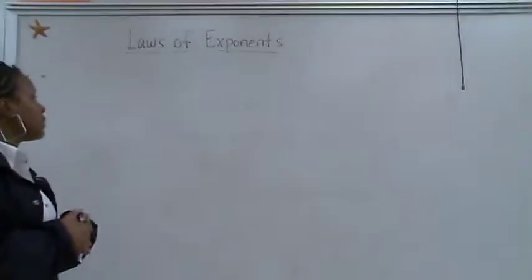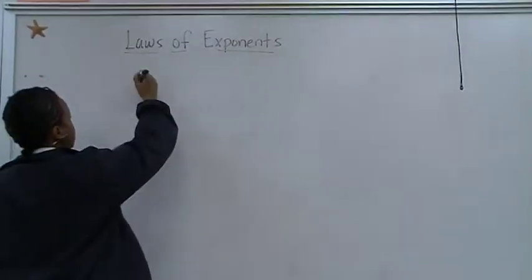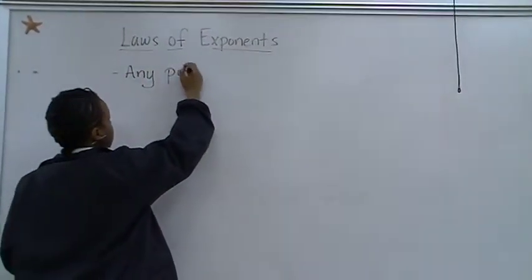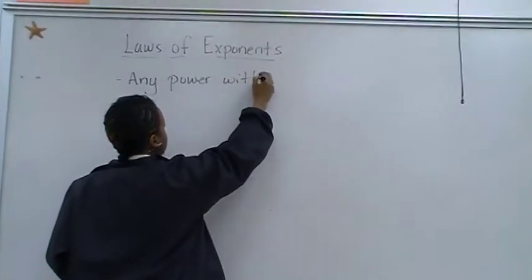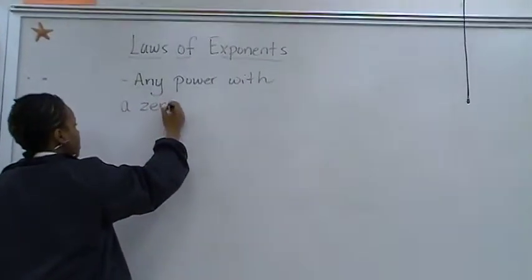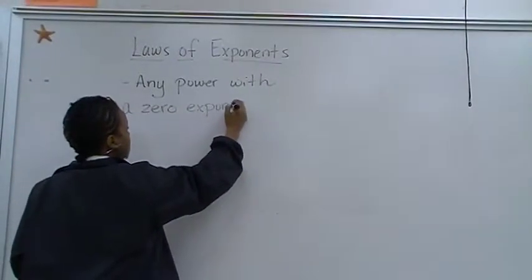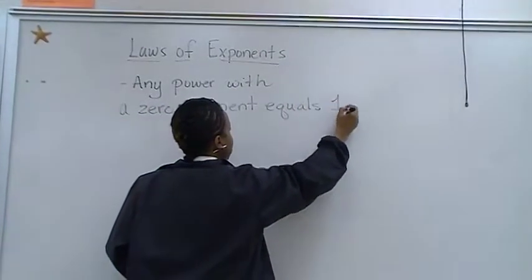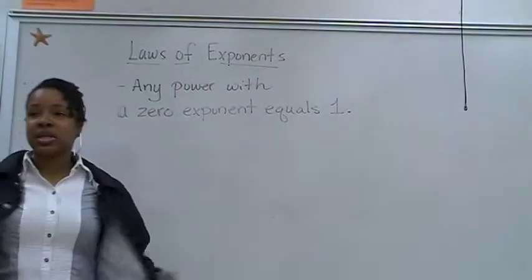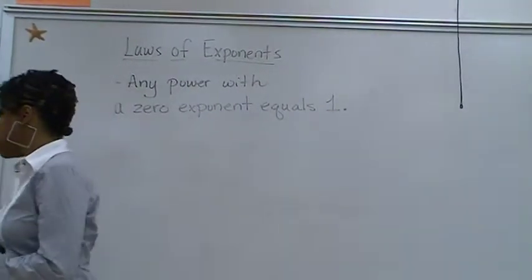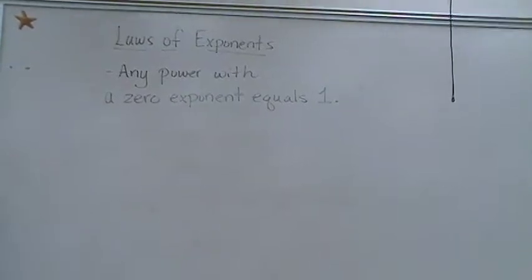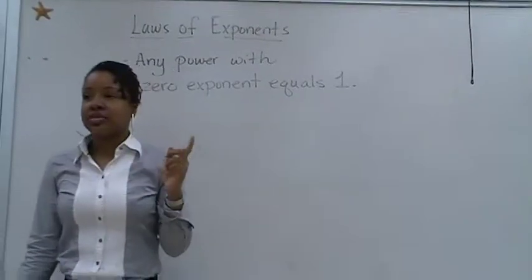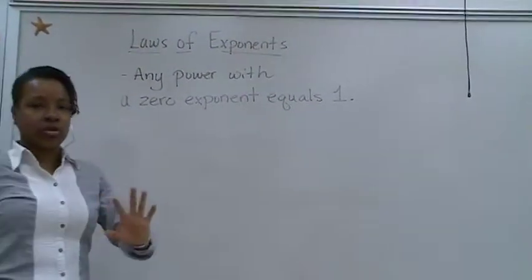Okay, so you have a law for zero exponents, which says any power with a zero exponent equals, anybody know? Nope. Equals 1. And that's what a lot of people get wrong. They say if it has a zero exponent, it must be equal to 0. If it has a zero exponent, that means it's equal to 1. Never forget that. That's very important in algebra. If the exponent is 0, it's equal to 1.